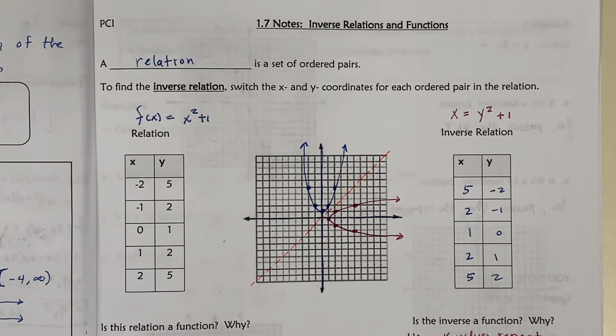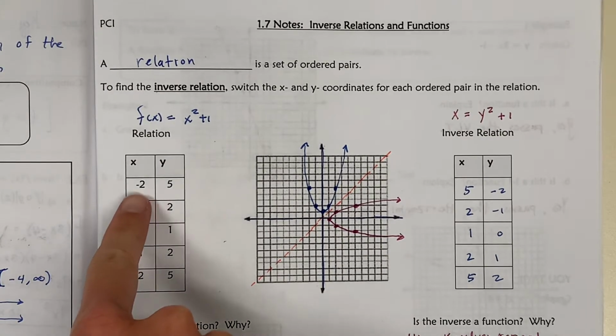So just to review, a relation is a set of ordered pairs. Now, to find the inverse relation, we switch the x and the y coordinates for each ordered pair in the relation. Here is a relation on the left-hand side, and this actually represents the function f of x equals x squared plus 1.